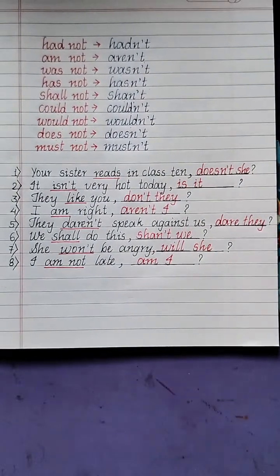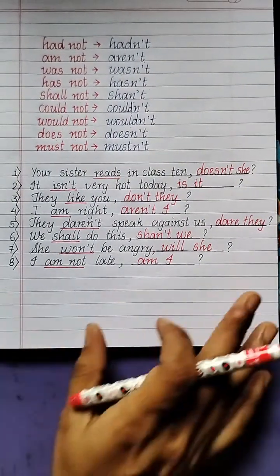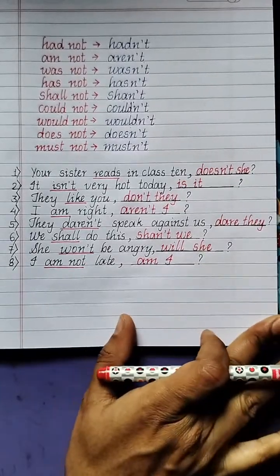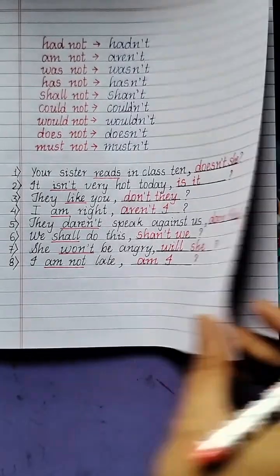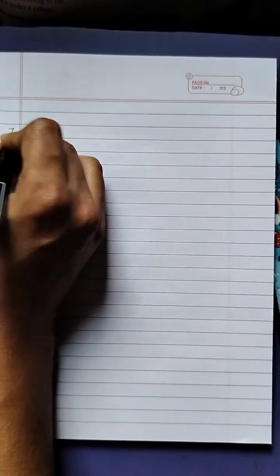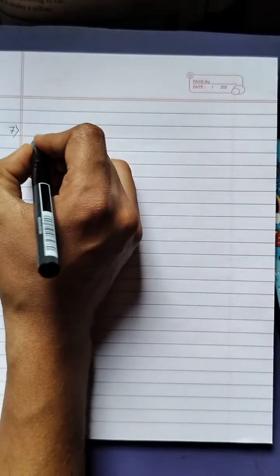Okay. Now let's move forward to the imperative sentence. What are the rules for the imperative sentence? Have a look. For the statement sentence, we have already learned. Now have a look at the imperative sentence. What are the rules for the question tag? Rule number 7 for the imperative.